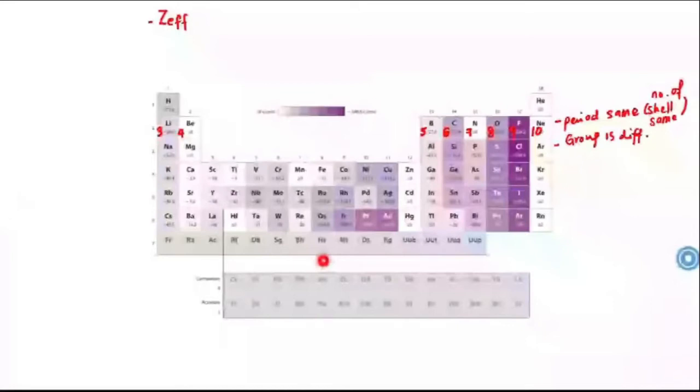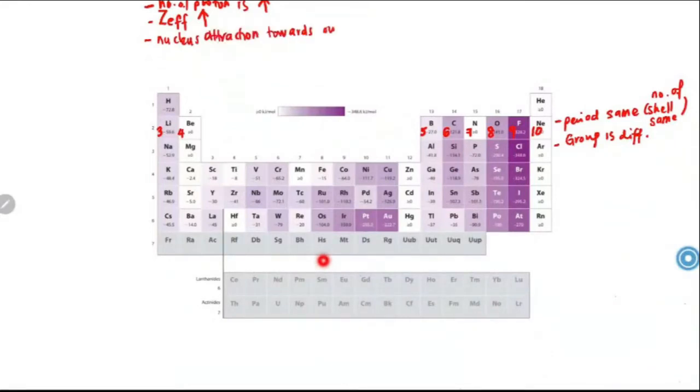Increase. Why does it increase? Because the number of proton increases across a period. So what happens when you have a higher value of Z? What happens to the nucleus attraction? It's stronger. It will have stronger nucleus attraction. So the nucleus attraction towards the outermost electron is getting higher from left to right.